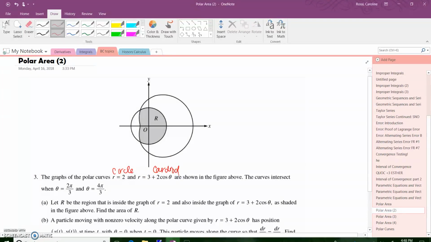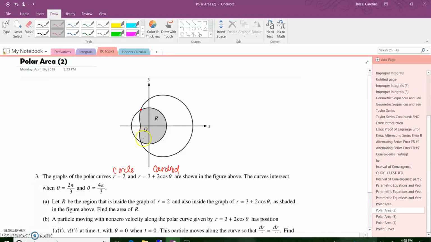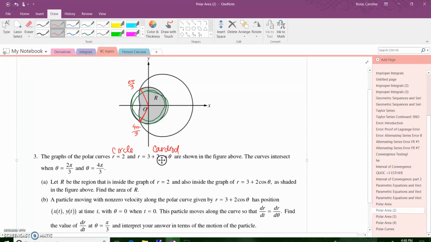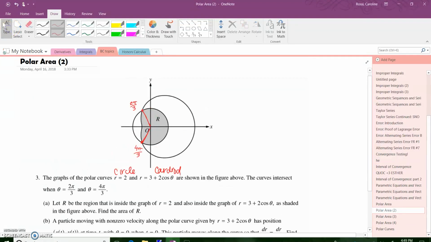And what we want is, first of all, they give us the intersection points, 2 pi over 3 and 4 pi over 3. So here's 2 pi over 3, and here's 4 pi over 3. So in this case, you didn't actually have to find them. They just found them for you. And we're going to let region R be the region inside the graph of r equals 2, so inside of this circle, and also inside of this polar graph. The area that's shared by both of them is the area that they actually shaded on the free response. So our job is to find the area of the shaded region.